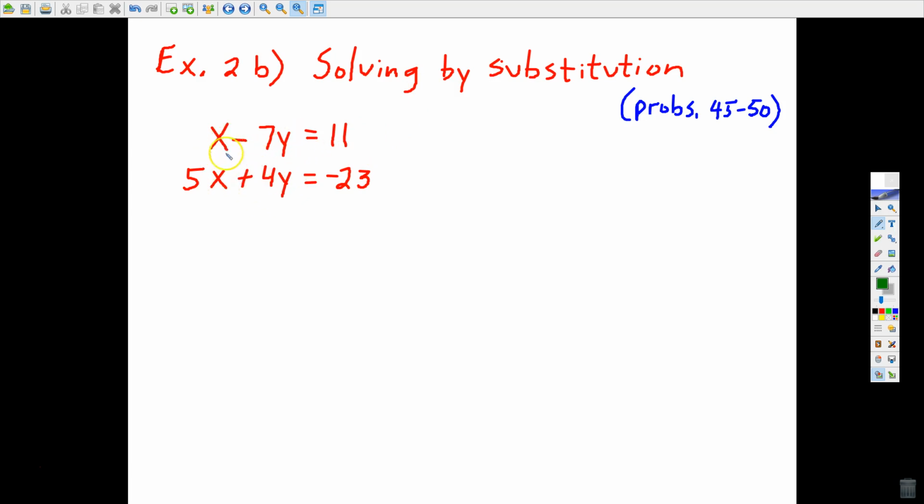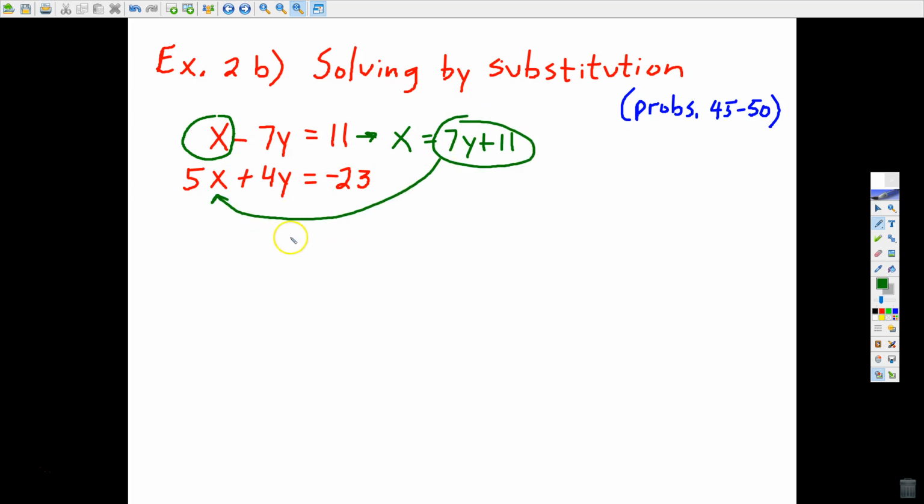So if you notice, we have a similar situation as we had in the previous problem. We have a variable that has a coefficient of 1, and that's the variable we need to solve for. So I'm going to solve for x in the top equation, and I can do that in one step. X is going to equal 7y plus 11. So once again, substitution means solve for one of the variables in one equation and then replace that variable in the other equation. So in the bottom equation, I'm going to replace x with 7y plus 11.